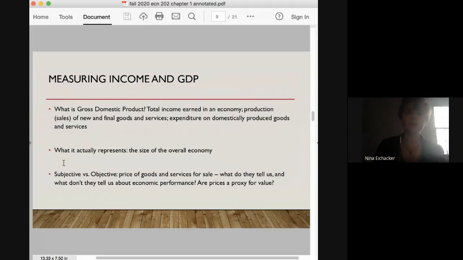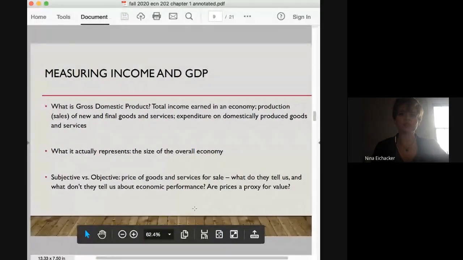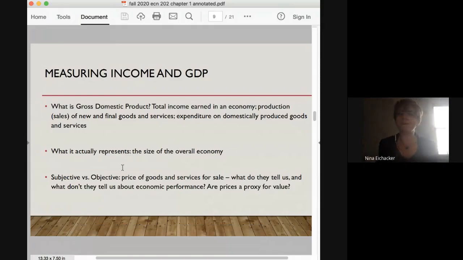It's important to note also that there's a certain subjective element to GDP versus objective components. So when we think about measuring the value of an economy, the price of goods and services for sale matters, as well as the volume of goods and services that are sold. So for some things, it's very easy to measure their impact on overall GDP.